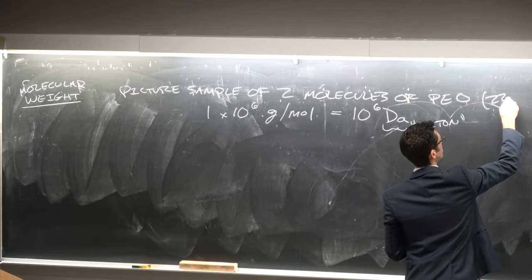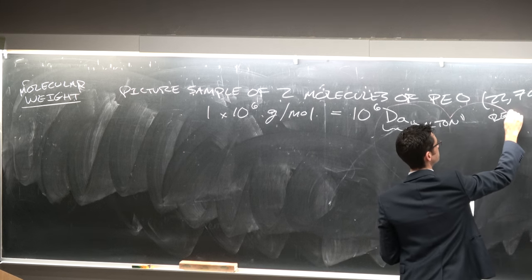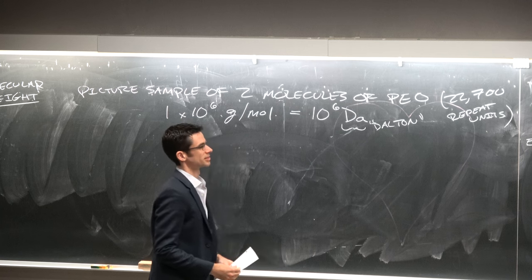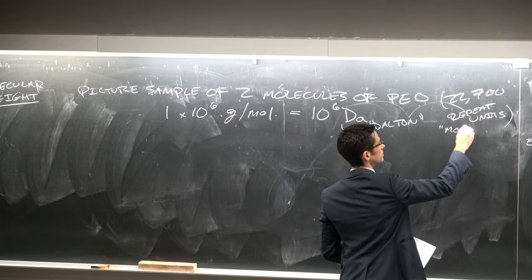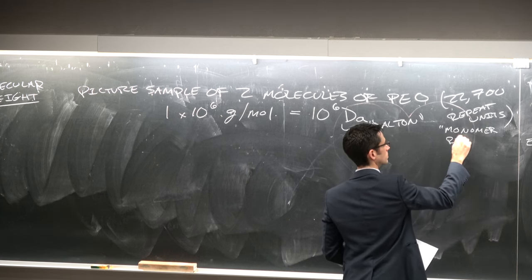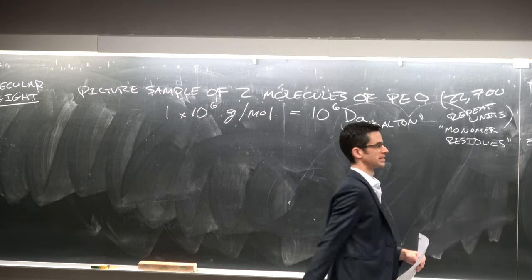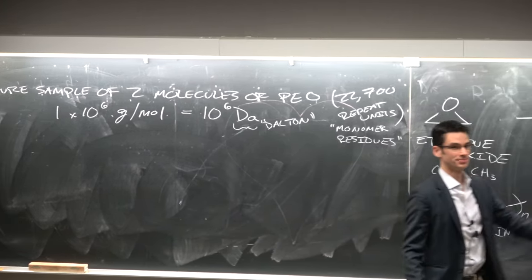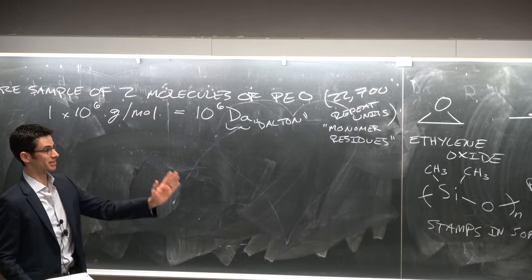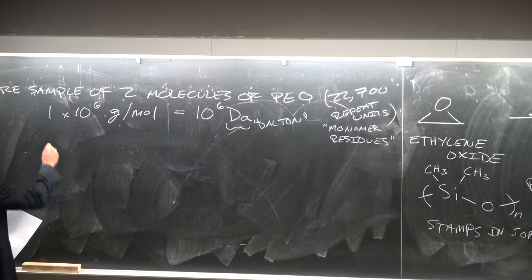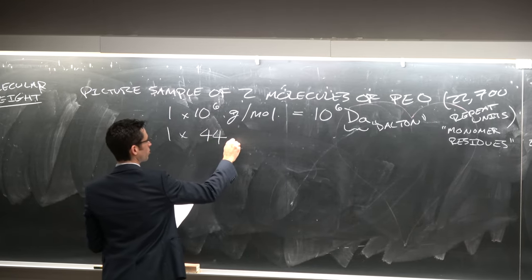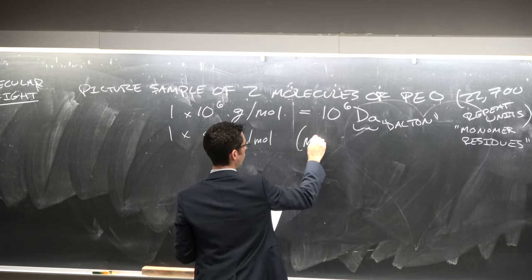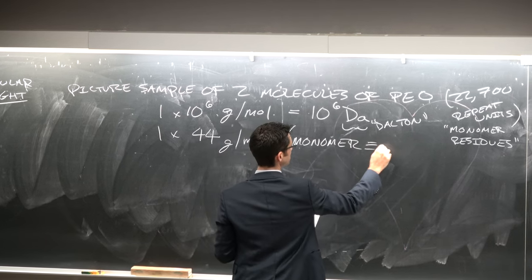And this is 22,700 units, sometimes called monomer residues, or just residues. So monomer residue is what's left over of the monomer after it's incorporated into the polymer. Okay, so this is the first molecule. The second molecule is 1 times 44 grams per mole. And this is just a monomer, one repeat unit. The word monomer means one repeat unit.